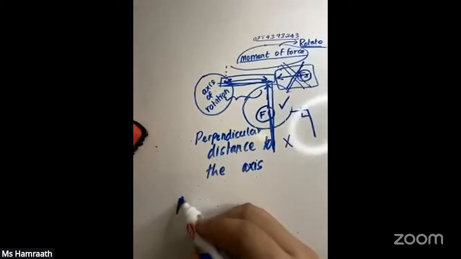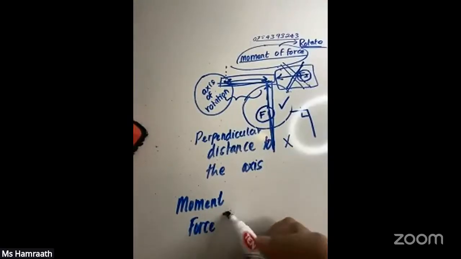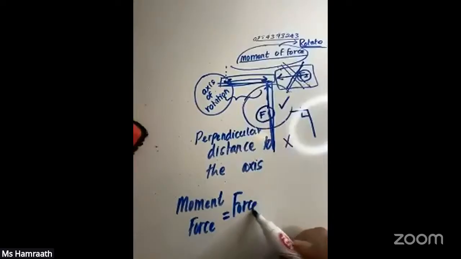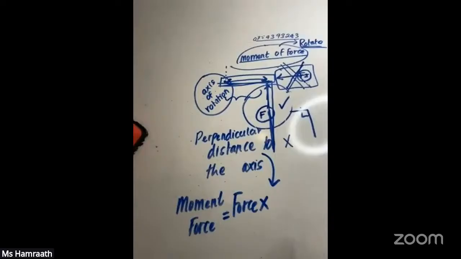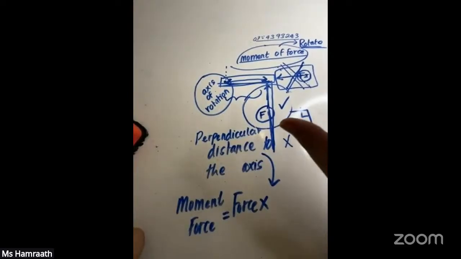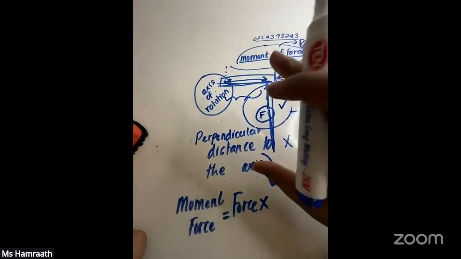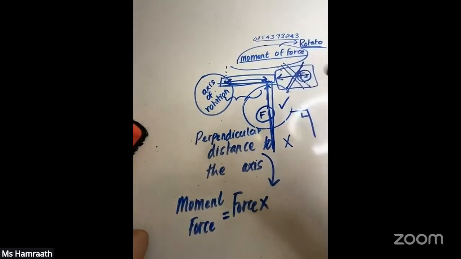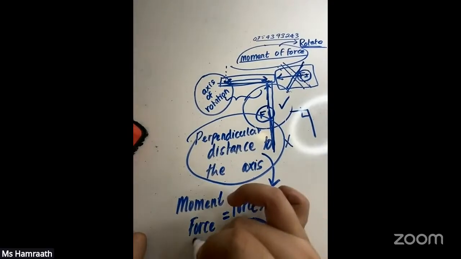So which means, what is our equation? Our equation is moment of force is equal to force into perpendicular distance to the axis of rotation. So that is going to be our equation. So if I wanted to find the moment of force, my moment of force is force into distance. So instead of writing the whole equation, you can take it as F into D. So this is going to be the equation to find the moment of force.